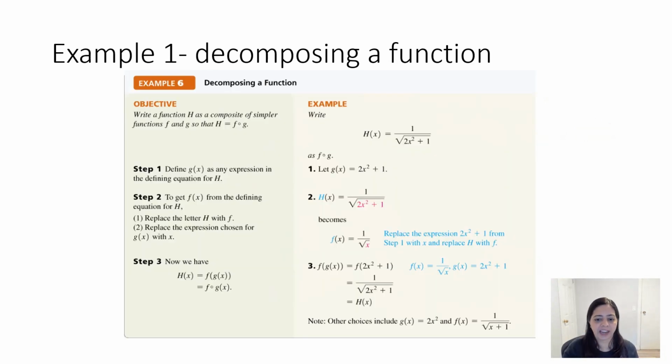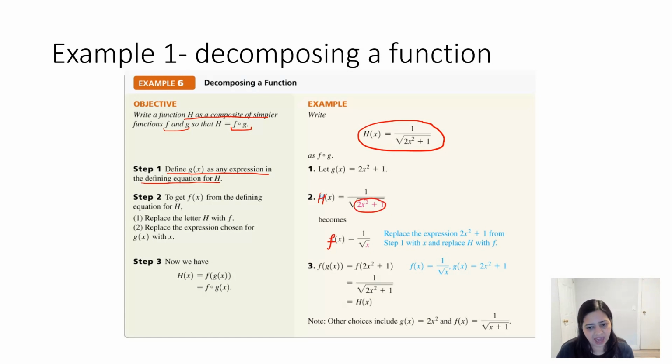This is the same thing explained here in a step-by-step process. Whenever you want to write h as a composite of simpler functions f and g, define g of x as any expression in the defining equation for h. So find the expression which looks like a function to you and call it g of x. Then to get f of x, you replace h of x with f of x and you replace g of x with x. That's what I told you.